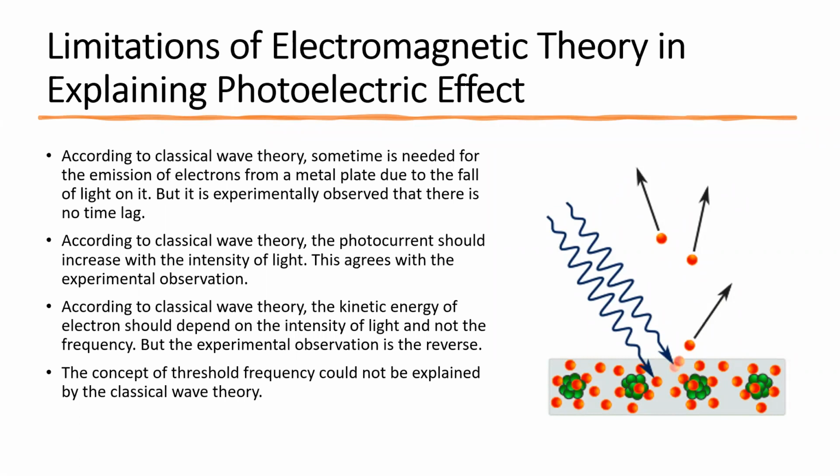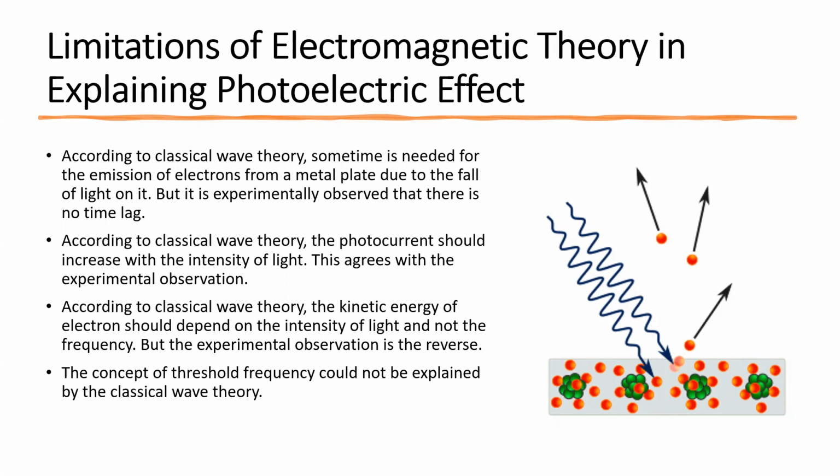If red light is incident on certain metals, no photoelectric effect occurs. But if you make blue light incident on it with the same intensity, then the photoelectric effect occurs. So there is a minimum frequency below which the photoelectric effect doesn't occur. That fact could not be explained by classical electromagnetic theory. Classical electromagnetic theory could not understand why there should be a minimum frequency for the photoelectric effect to occur.